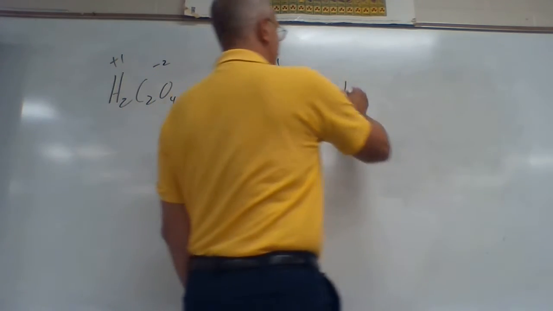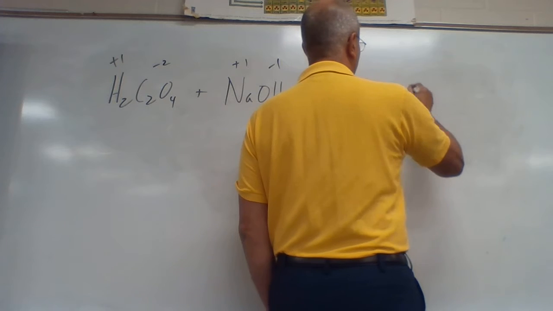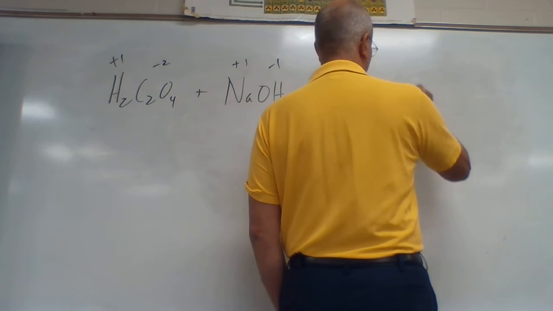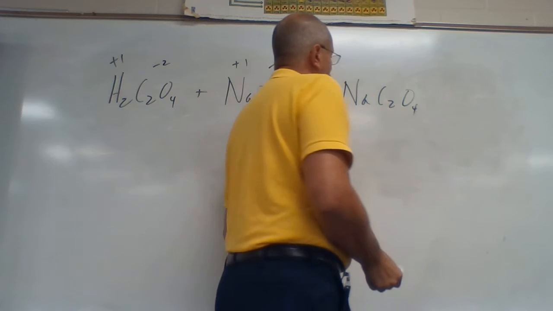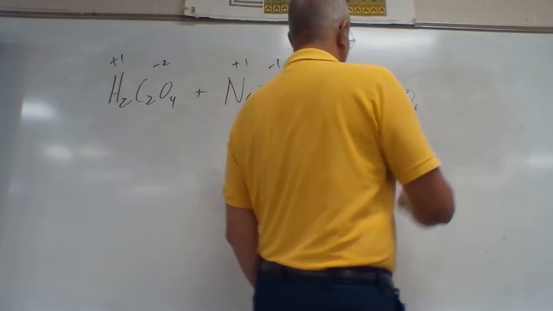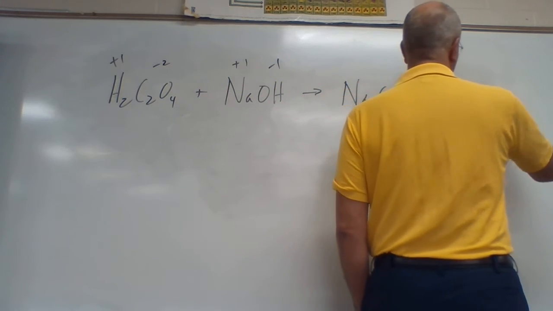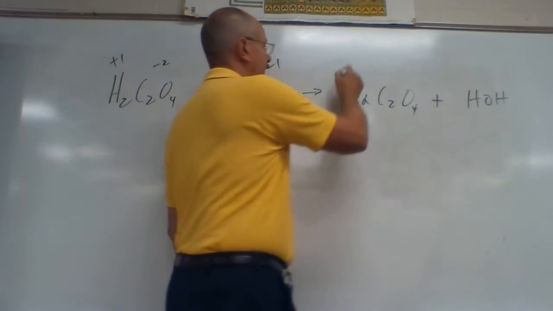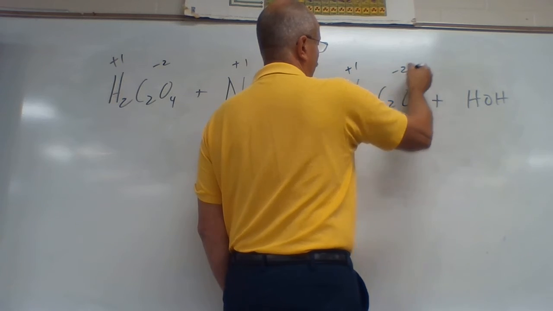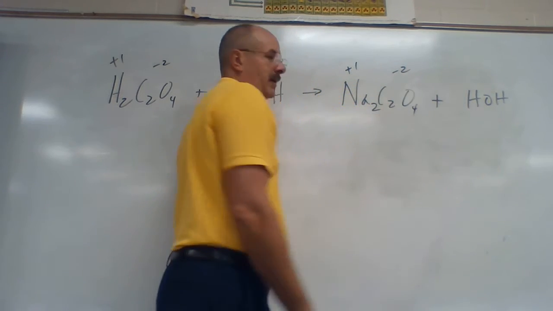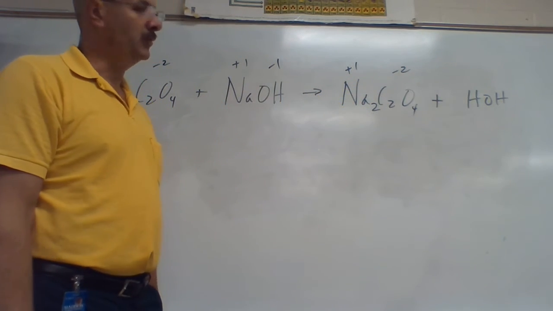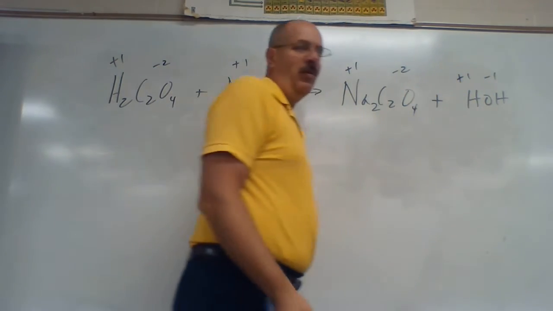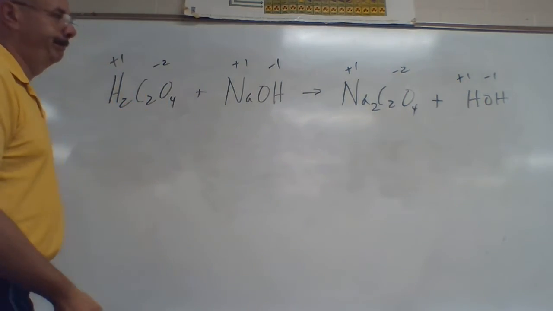All right, so the Na joins up with C2O4, plus we get HOH. Now do my charges. Na is +1, this one's -2, so crisscross that, we get Na2C2O4. Plus, we get this guy's +1, -1, that's water again, so that stays the same.